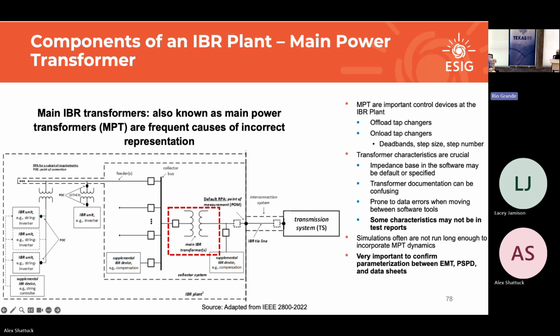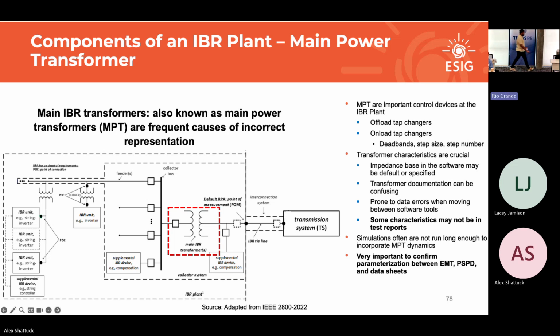So that's another one of those things about knowing what you're studying, how long you're studying it, and how you're testing it. Because if you're running a 10-second simulation in the EMT or the PSPD world, you're never going to see a tap changer movement, right? But if you're running a longer one, or if you're doing a voltage study or something like that, it's very important for control interactions too, in that case.